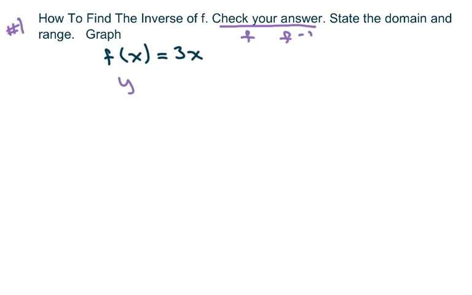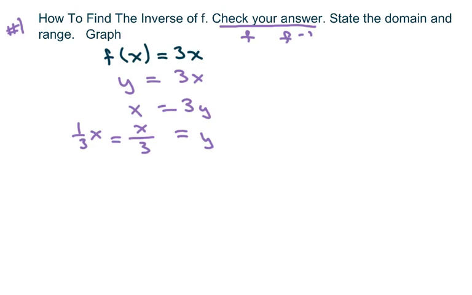So the first thing we do is we write this as y equals 3x. And we switch the x and the y. So we switch the x and the y, and you get x equals 3y. And then we solve for y. So y equals x over 3. Some of you might want to write that as 1/3 x.